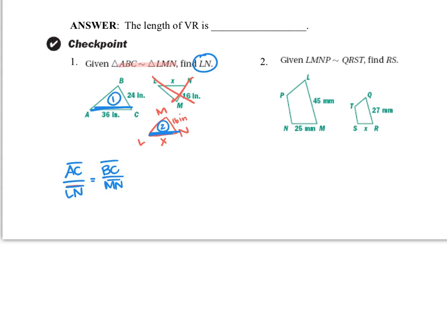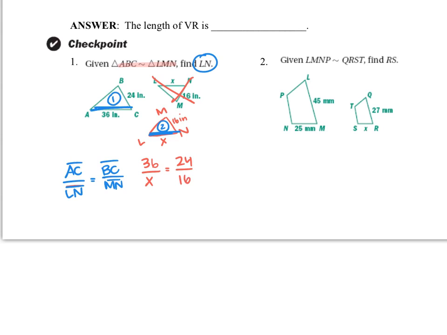So now I have a ratio, two pairs of corresponding sides, and again, I know that because these shapes are similar, their ratios of corresponding sides are equal. And so now I can fill in the numbers for each of these side lengths. So AC is 36, LN is what I don't know, that's X, BC is 24, and MN is 16.